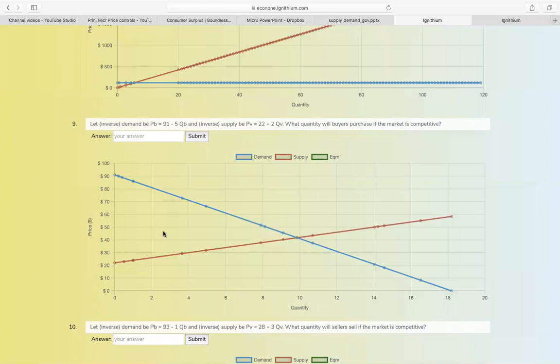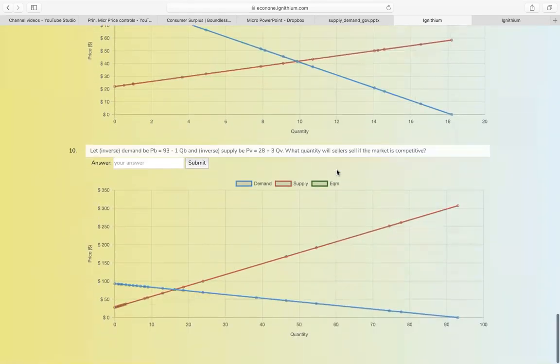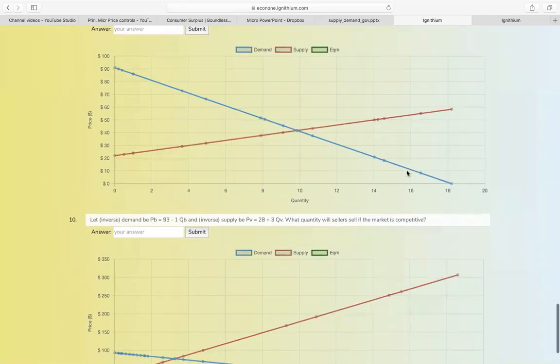And again, you could go back and read this in your text too. And then question 9, what quantity will buyers purchase if the market's competitive? Very straightforward question based on what we've been going over. And what quantity will sellers sell if the market's competitive?